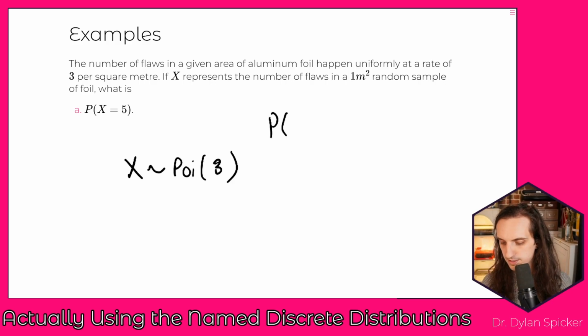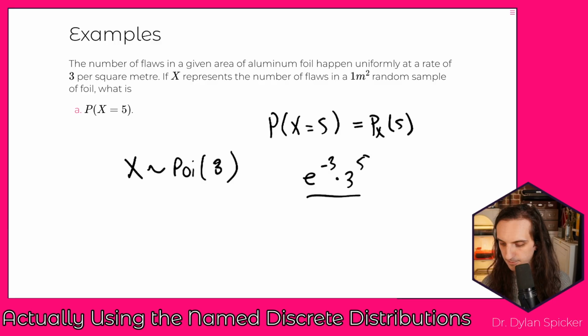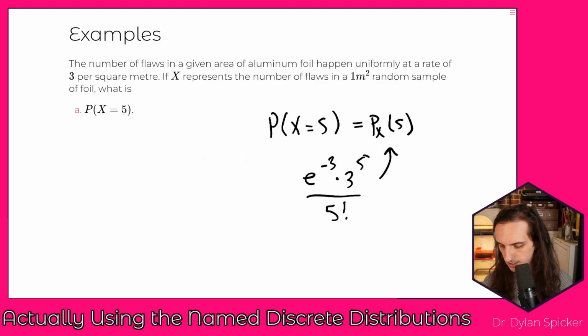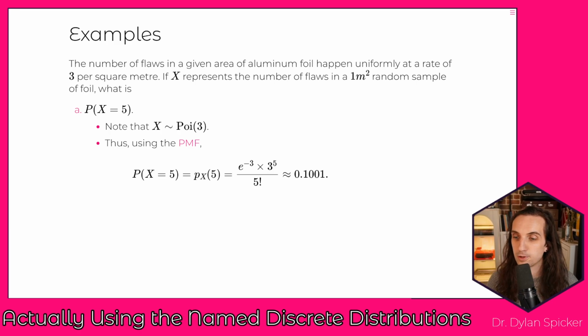And so if we want to know, what's the probability that X is 5? That is our probability mass function plugged in with 5. So we're going to have e to the negative 3 times 3 to the 5, divided by 5 factorial, because this is the PMF of the Poisson 3 distribution. Identifying that this is Poisson gives us the distribution we need here. So X is Poisson 3, so plug into the PMF. We get about 10%, 10.01% is the probability that X is 5.